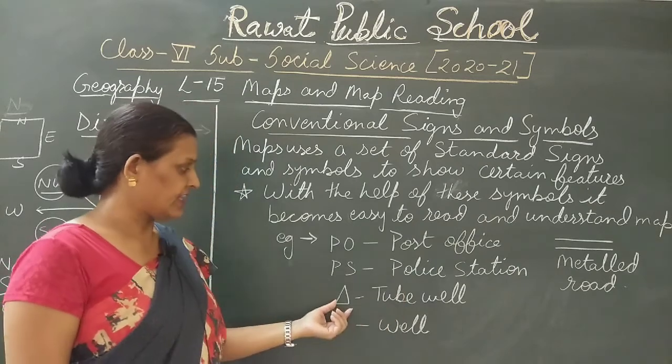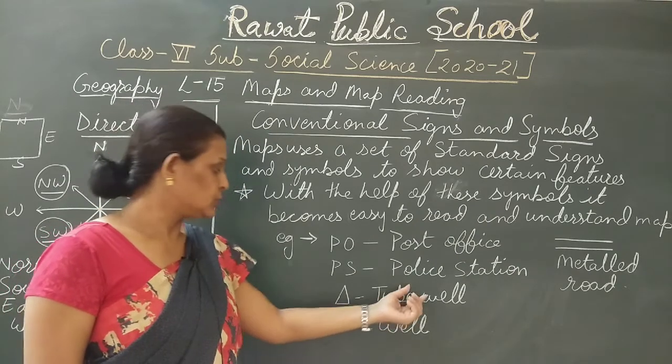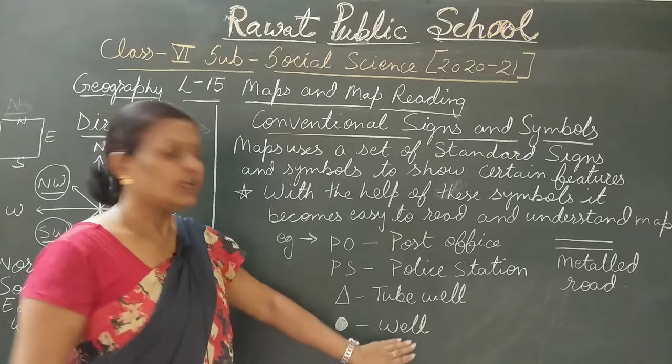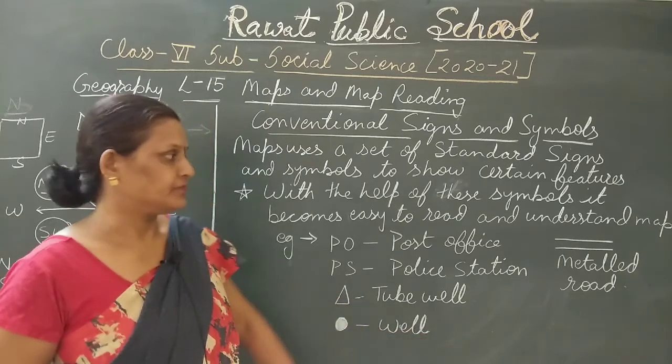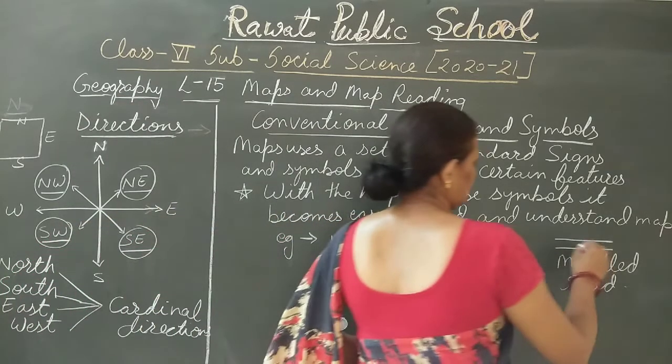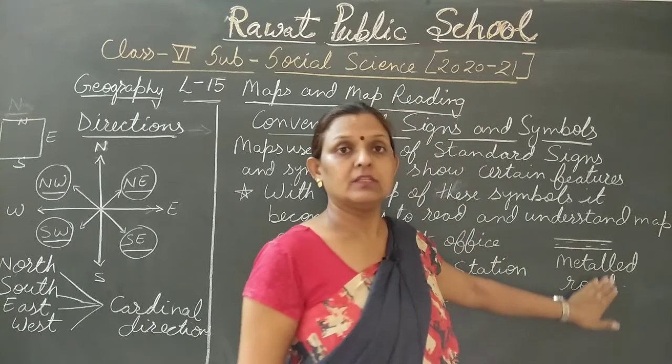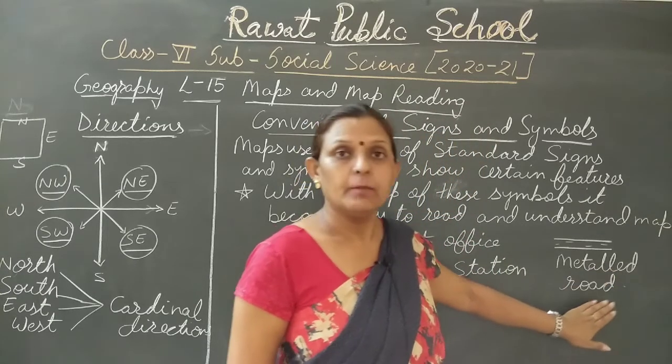If it is a triangle, it shows a tube well, and when it is round and darkened, it is a well with a line. Now two lines are drawn and they show a metal road, or that particular area has a pakka road.